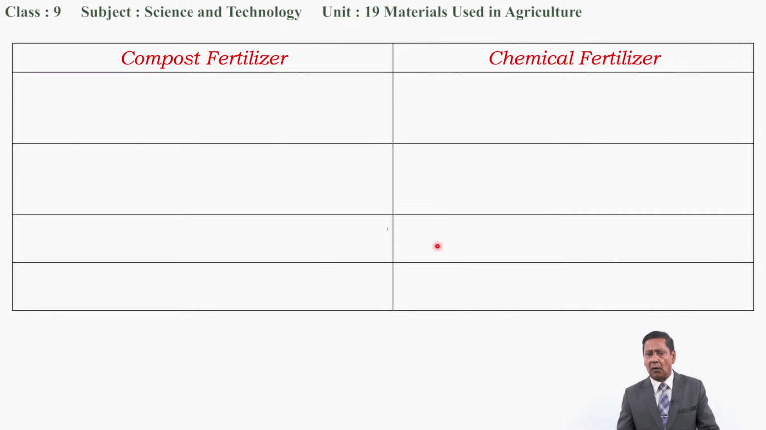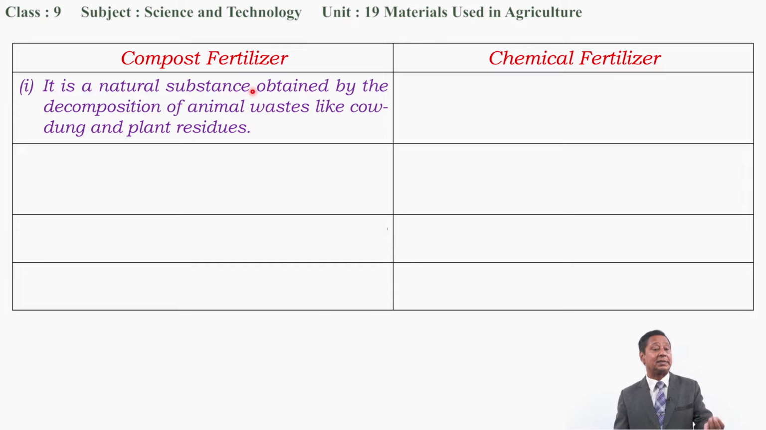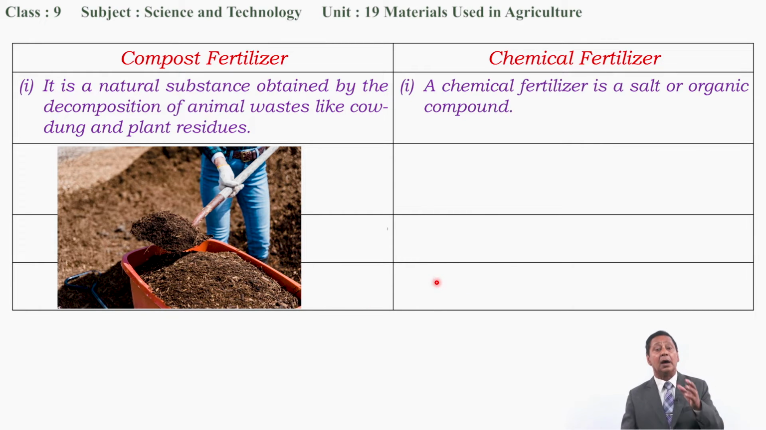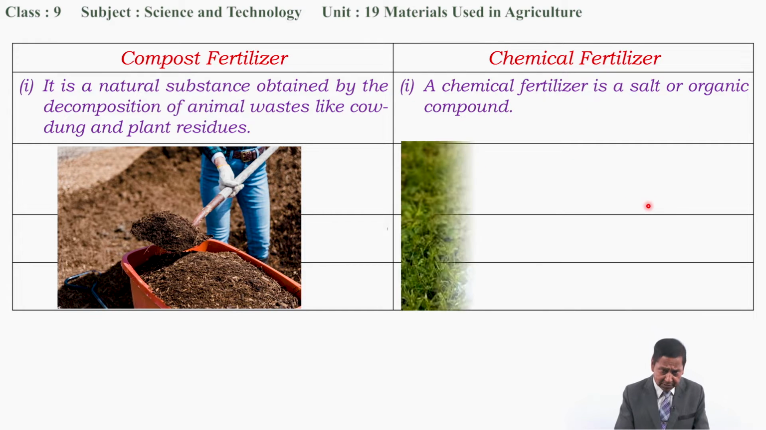Look at this. Organic fertilizer, which is called compost fertilizer also, mainly compost fertilizer is used as organic fertilizer. We can define them, and one of the differences may be their definition. It is a natural substance obtained by the decomposition of animal waste like cow dung and plant residue. But chemical fertilizer, its definition, we can show its definition. This is the appearance of compost fertilizer or organic fertilizer. Now let's talk about the chemical fertilizer. A chemical fertilizer is a salt or compound which looks like this.